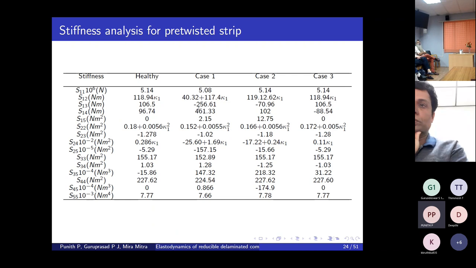I'd like to present some cases showing the stiffness values for different cases. In case one, we had considered a delamination only in the right top flange. In case two, we had considered the delamination in both. Here, multiple delaminations are considered, one in the right flange and one in the bottom flange. And in case three, we have considered the delamination in the web. The delamination in the web is not predominant and doesn't display any drastic changes in the stiffness compared to the delamination if it's present in the flange cases.